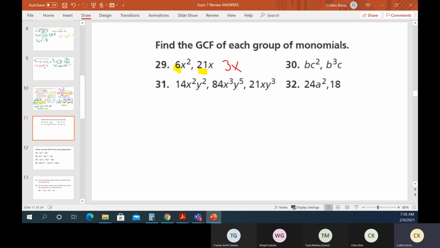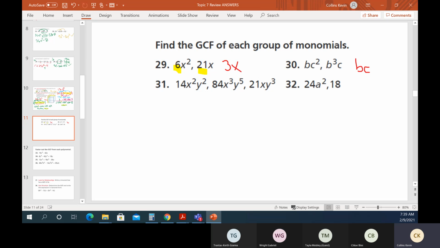Does that stand for something? Yeah, BC. I thought that was some new acronym I didn't know. So we bring out the smallest one, which is B to the first. We bring out the smallest C, which is C to the first. Gotcha. Understood. All right, so how about the next one?